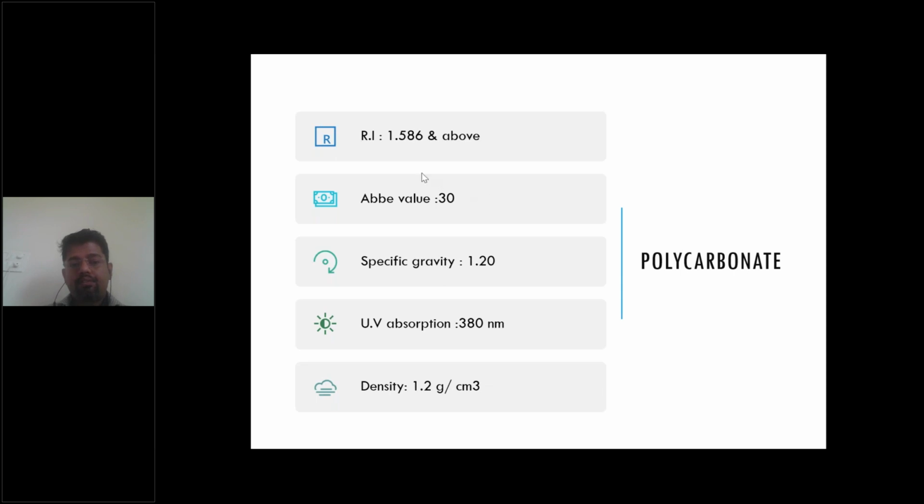You see, the only difference we can see is that polycarbonate has a 1.58 index and above, whereas it has a very low Abbe value of 30. So the lesser the Abbe value, the glass is going to give you more reflection, and the chromatic aberration will be more on that. So polycarbonate, we all know, is one of the toughest materials in our practice, but still its Abbe value is just 30.